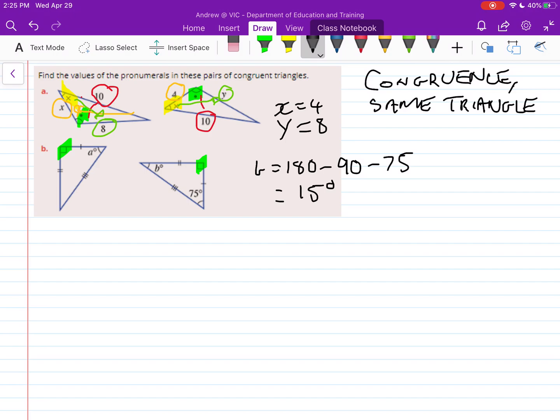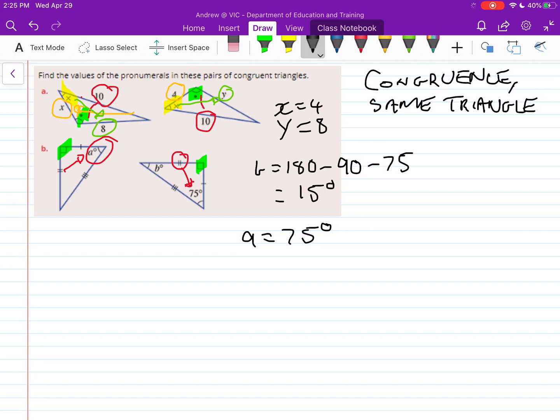Now, we just need to figure out which angle A is. So, we'll look at what side it is opposite. A in this one is opposite the side with the 2 lines. So, we need to look at what angle is opposite the 2 lines in our other picture. So, we've got our 2 lines here, and the 75 degrees is opposite that angle there. So that means that A is going to equal 75 degrees.